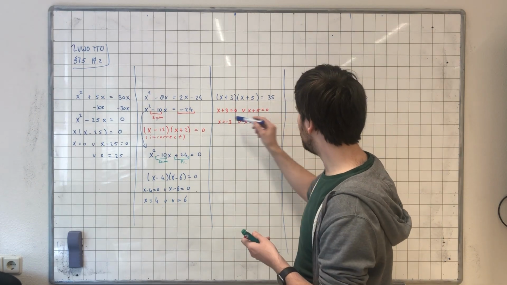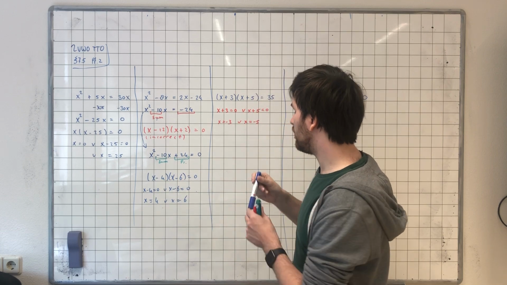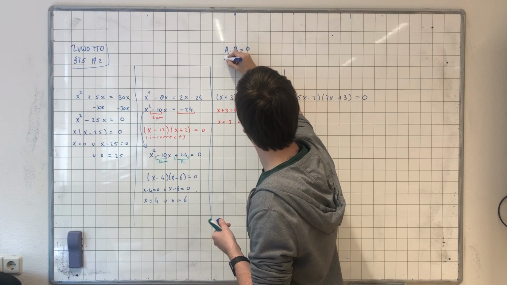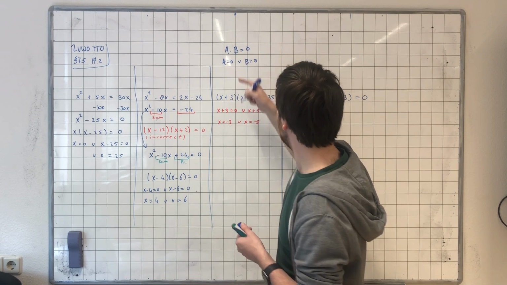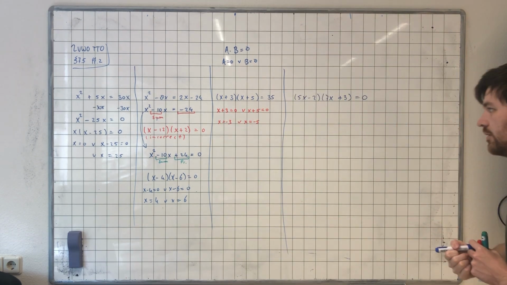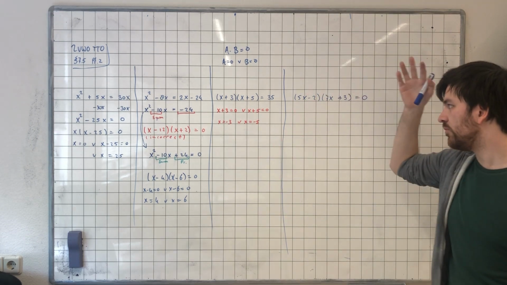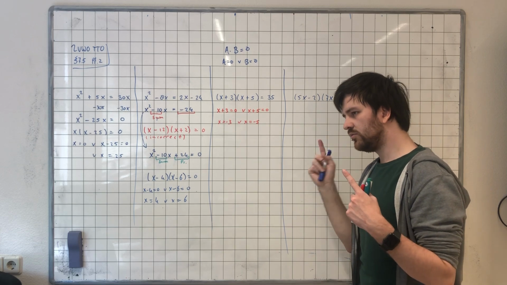Well, keep in mind, we are only allowed to do this when we have brackets and then equals 0. We're using a times b is 0, then a is 0, or b is 0. In this case we have a times b is 35, and then we don't know anything about a or b. So keep that in mind. So how do we proceed? First we need to remove these brackets, and then we'll see what happens.